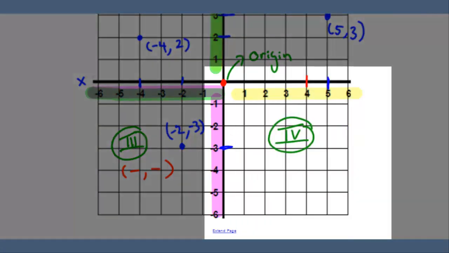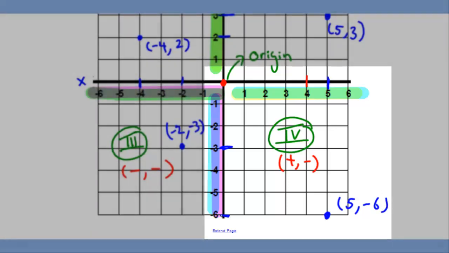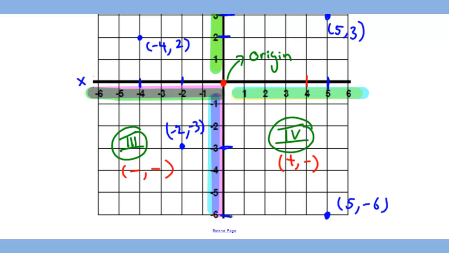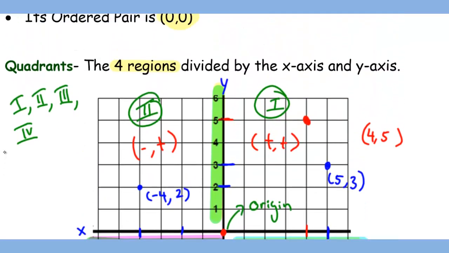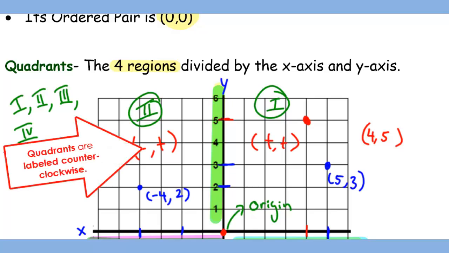In quadrant 4, the numbers going across are positive. The numbers going down stay negative. So numbers in this quadrant are all going to be positive, negative. And let's pick a point and try it. This point right here will be (5, -6) because it is 5 across and 6 down. So once again, there are 4 quadrants that we need to focus on today, and they are labeled counterclockwise.